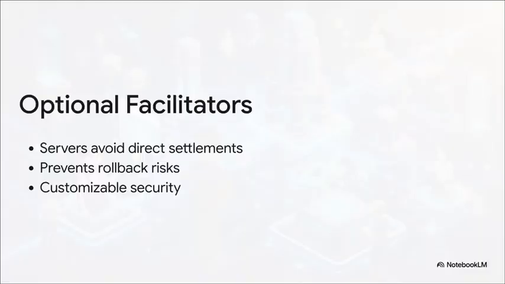This setup also opens the door for something called optional facilitators. Think about massive Web2 companies like Steam or big enterprise API providers. They really don't want the headache of managing blockchain settlements or rollback risks directly themselves. So facilitators step in as third-party verifiers. They allow for totally customizable security. For instance, a weather API might accept a fraction of a cent instantly via the mempool, while highly sensitive data waits for a full block confirmation.